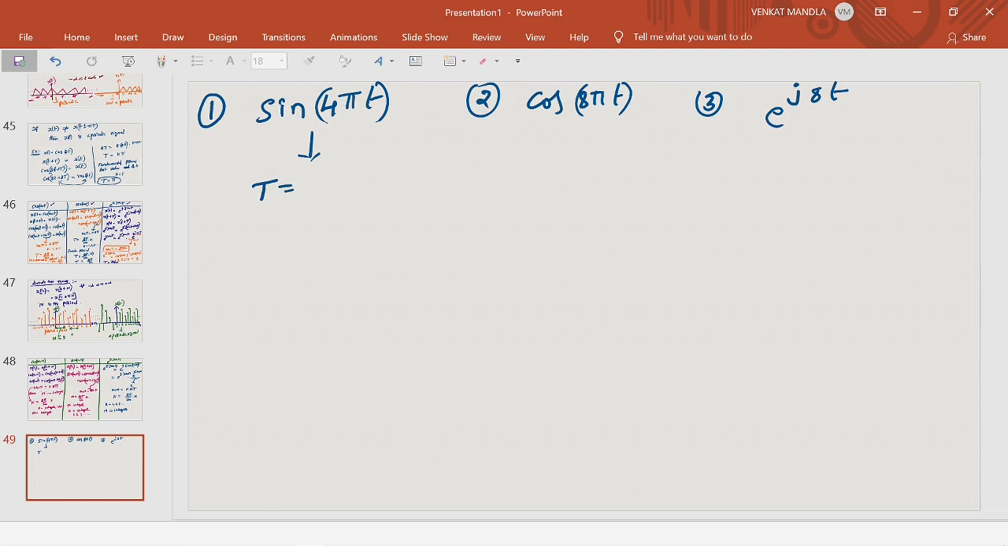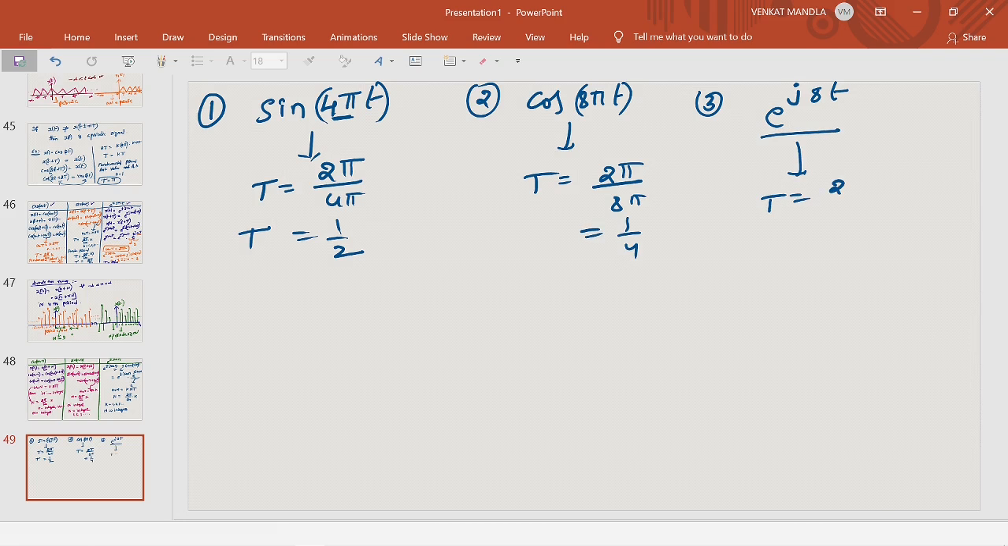Directly, capital T is the fundamental period. Period means fundamental period. For sine omega naught t, this is omega naught, so directly 2 pi by omega naught. That is 1 by 2. Here also 2 pi by omega naught, with 8 pi, that is 1 by 4. Here also 2 pi by omega naught is pi by 4. That's it.